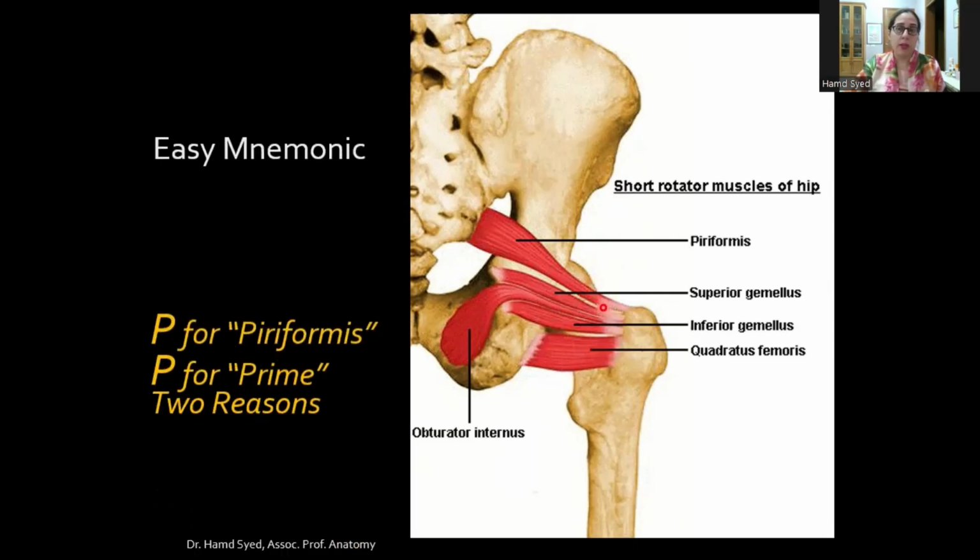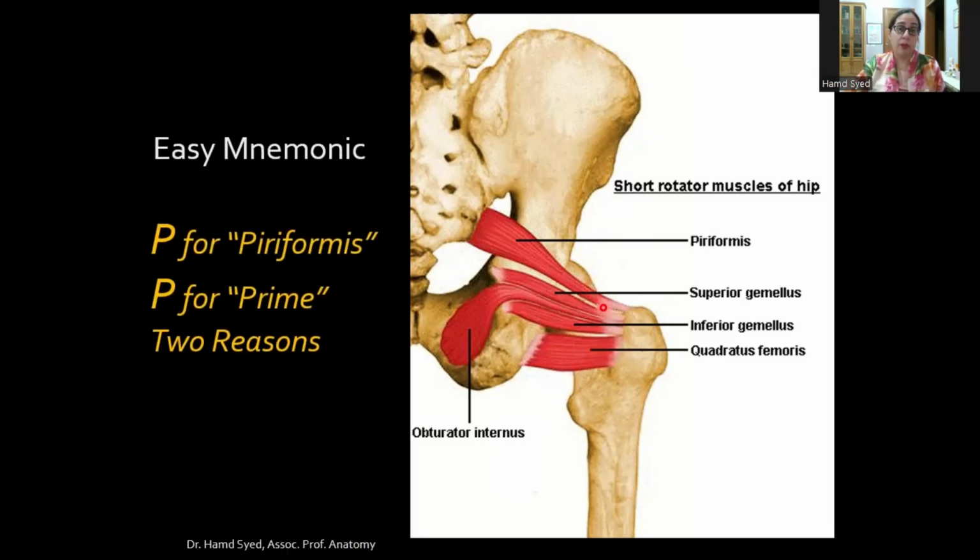Now this is a mnemonic I'm going to explain to you for the piriformis muscle. Piriformis muscle, as I mentioned before, is a very important muscle in the gluteal region. There are 2 points that you can keep in mind about this muscle. P is for prime, P is for piriformis. So it is a prime muscle.